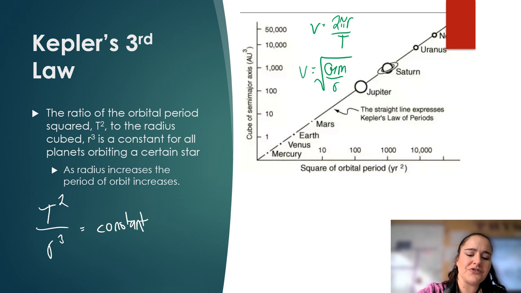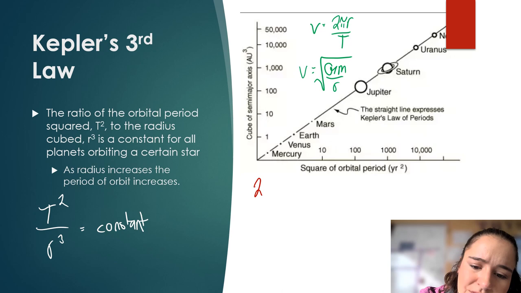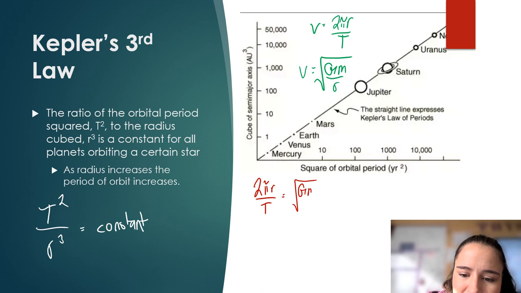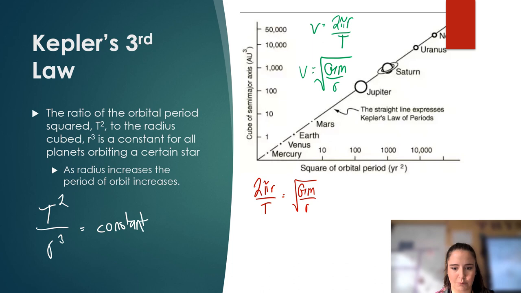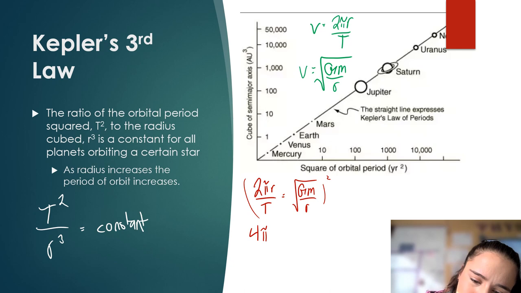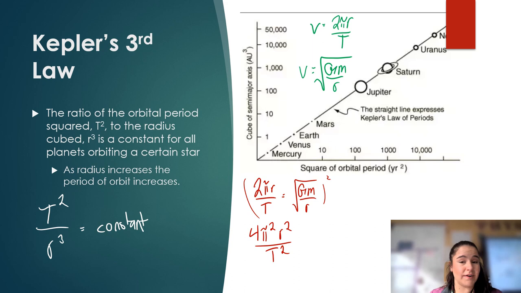Those two velocities are the same because it's the velocity of the planet. I'm going to set them equal to each other. So then we have 2 pi r over T equals the square root of GM over r. And again, I'm trying to show you where this proportionality comes from, so we're going to do some algebra. First thing, I'm going to get rid of that square root by squaring the whole equation. So 2 squared is 4, pi squared, r squared over T squared, and then that squared just gets rid of the square root. So that equals GM over r.